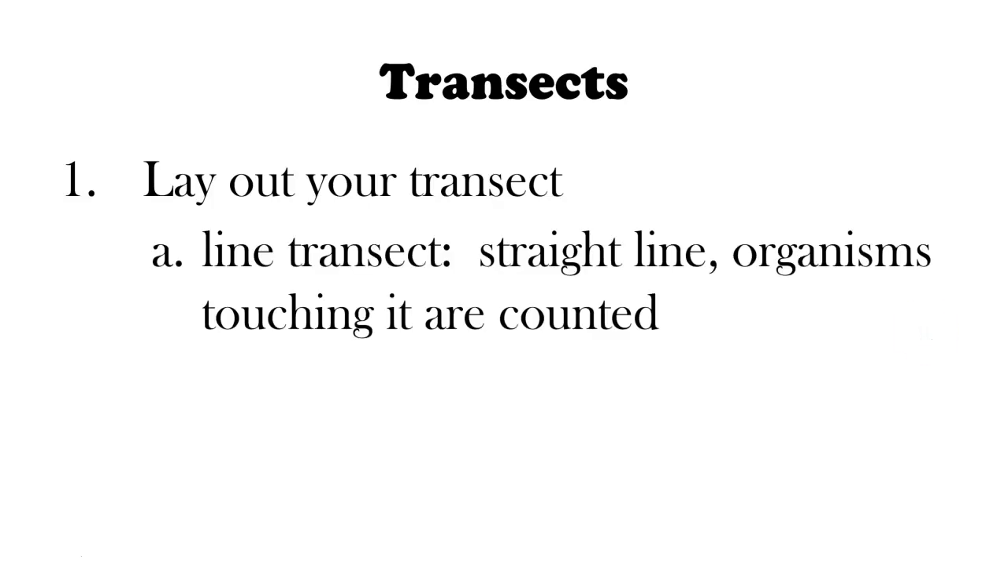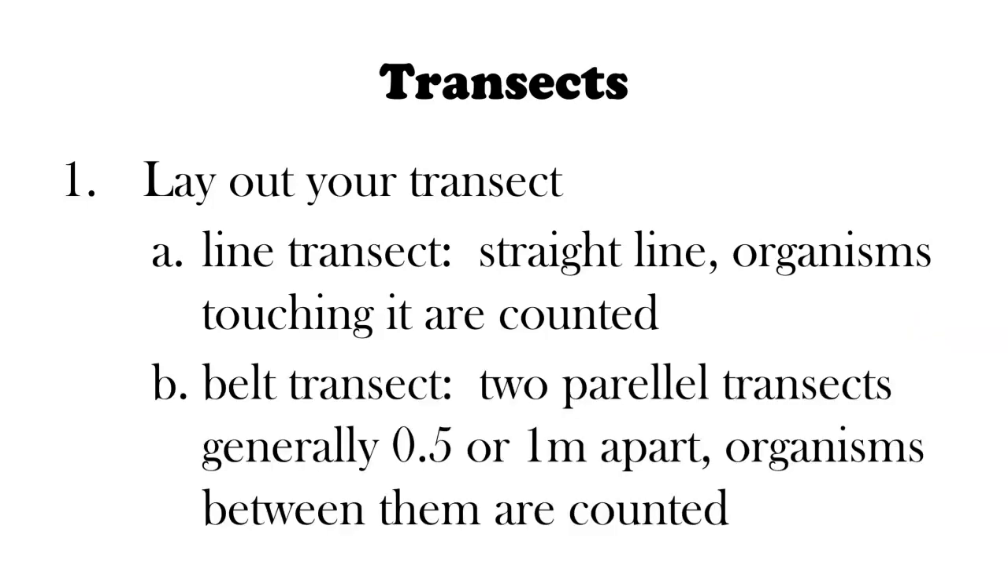So real quick, we'll go over the steps. You're going to lay out your transect. You lay down the rope or the string. Now, there are two types of transects. You have a line transect, which is simply a straight line, and then the organisms touching it are counted. Or you have a belt transect, which is two parallel ropes or strings, generally about 1/2 to 1 meter apart, and the organisms between the ropes are counted.